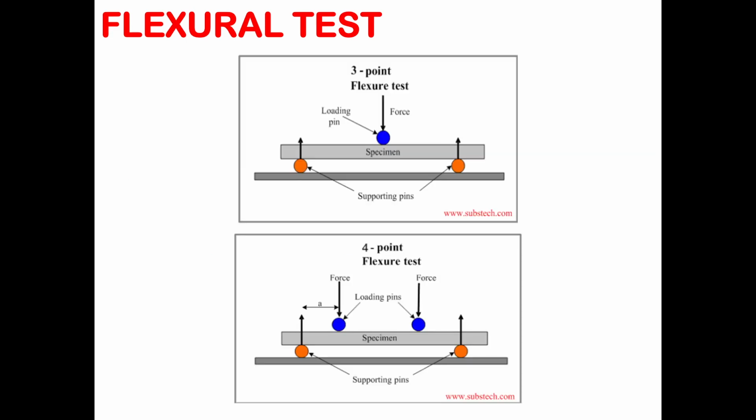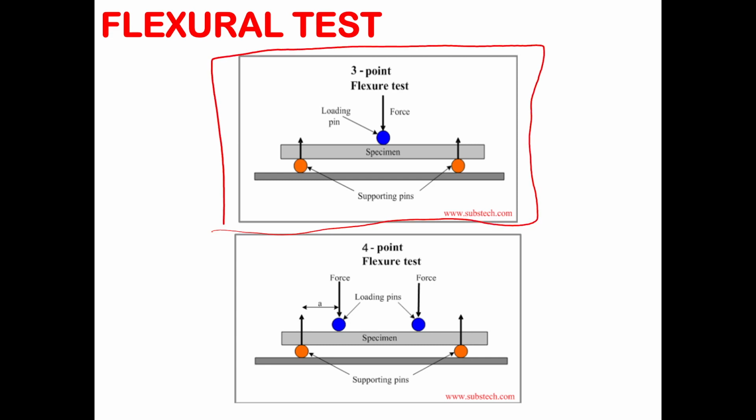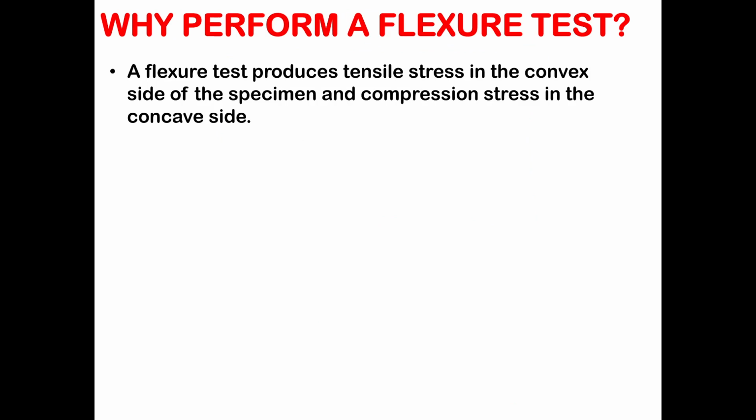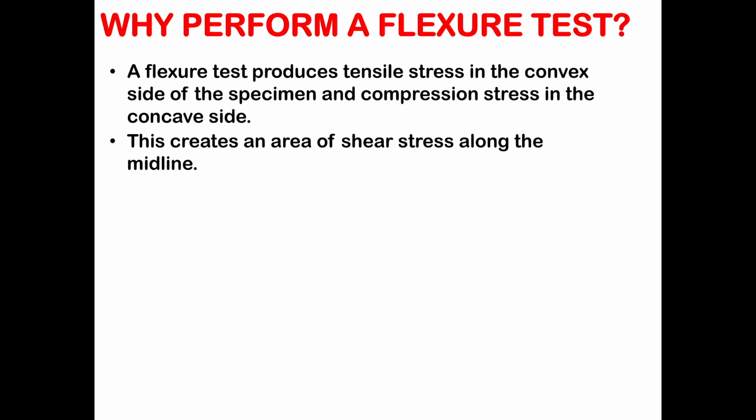We have multiple types of flexural tests, which we will discuss later in the torsion lecture. But the two main types are the 3-point bending test, or flexural test, and the 4-point bending test. I'm pretty sure, based on what you have seen in the lecture, you can say that the 3-point bending test is the one we performed, right? A flexure test produces tensile stresses on the convex side of the specimen and compressive stress on the concave side, right? This creates an area of shear stress along the midline.